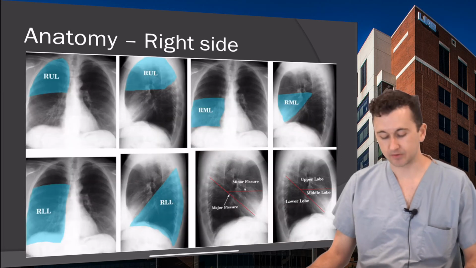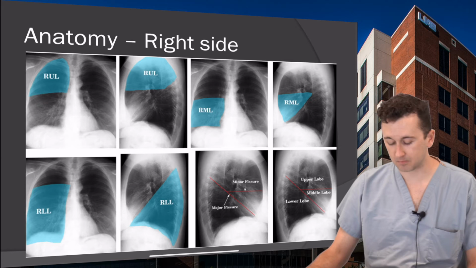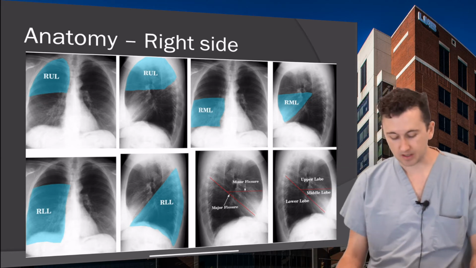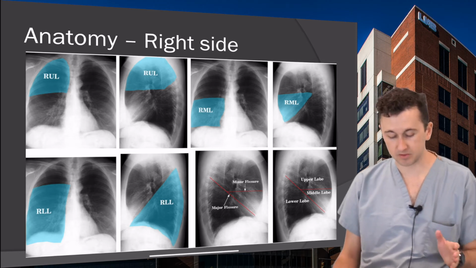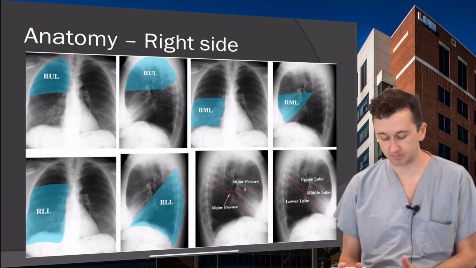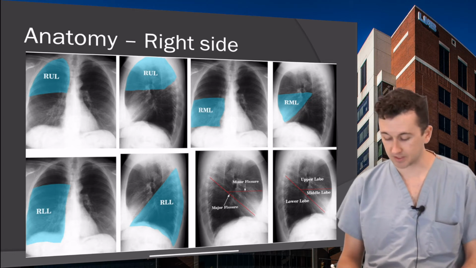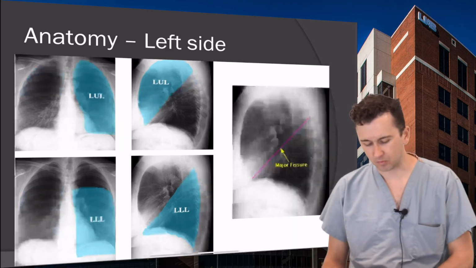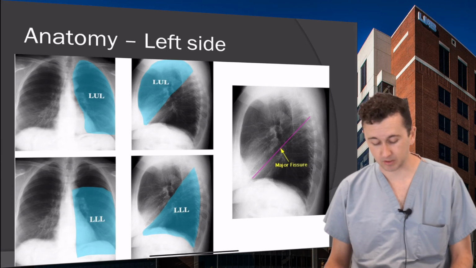Again, X-rays are two-dimensional images of three-dimensional objects, and that's really noticeable when you start looking at the shapes of the lobes. If you look at the right lower lobe here, it almost looks like it should be a cube shape, but when you take a lateral film, you can tell it's actually very oblique. Same applies to the right middle lobe. And we'll glance at the left side, which is similarly oblique.